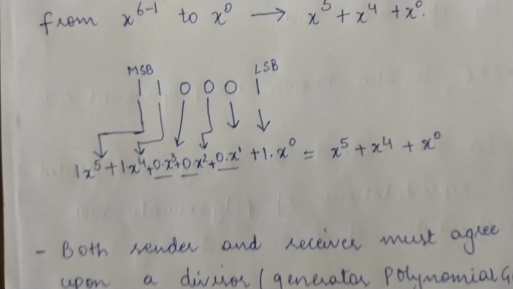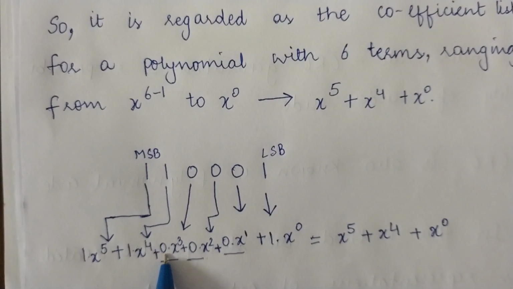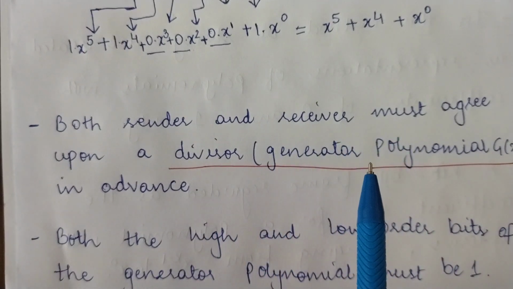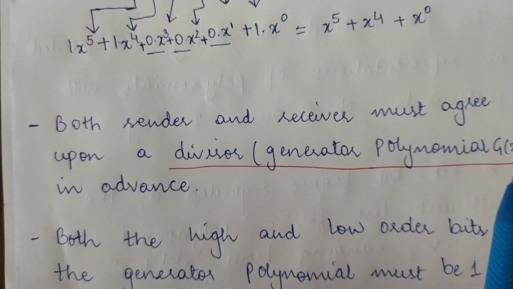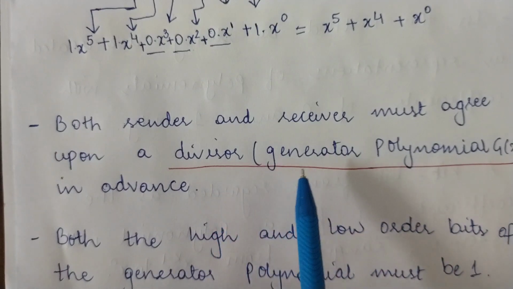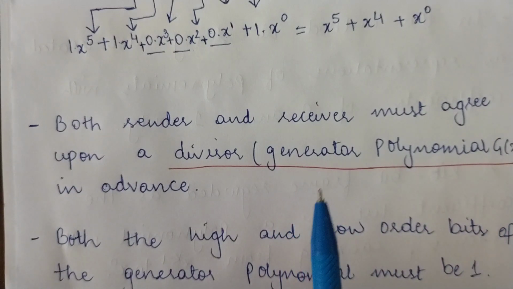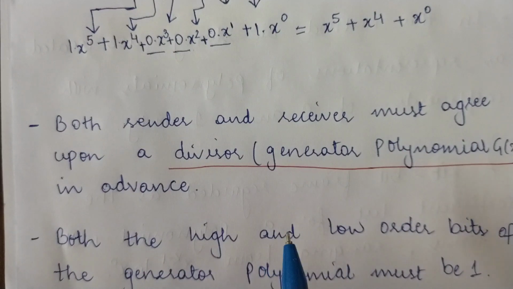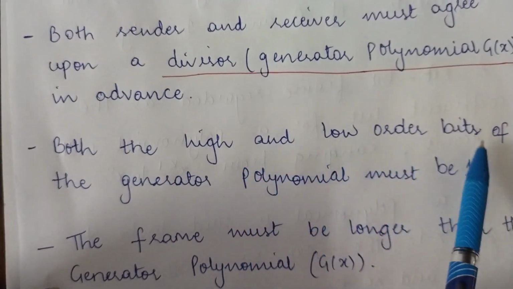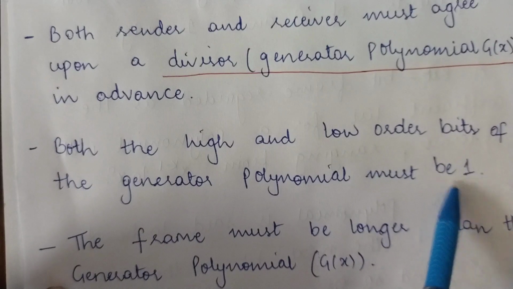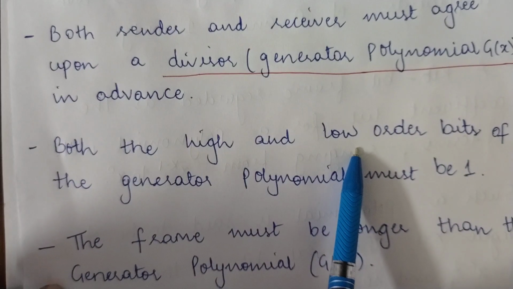So this is how you generate a polynomial when you are provided with a bit string like this, where of course the coefficients would either be ones or zeros. Now both sender and receiver must agree upon a common divisor, which is also known as the generating polynomial denoted by g(x). In common language we call it divisor, and otherwise we call it generator polynomial denoted by g(x). Before the CRC is performed, both the sender and receiver must agree upon a common divisor. Both the high and low order bits of the generator polynomial must be 1, right? The high order bit is known as the most significant bit and the low order bit is known as the least significant bit.